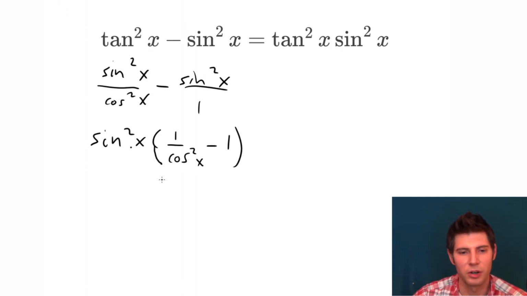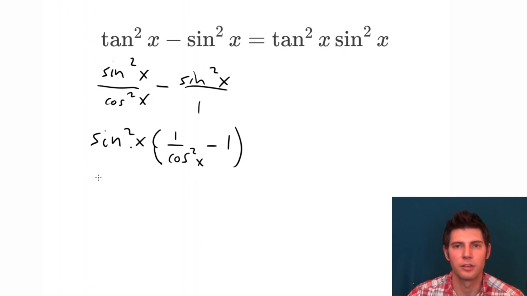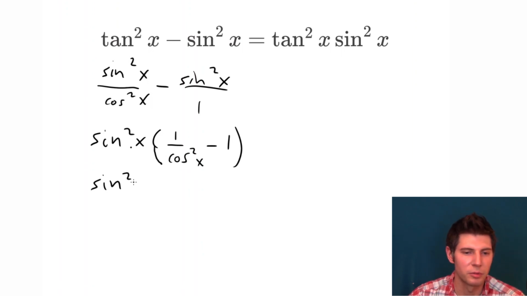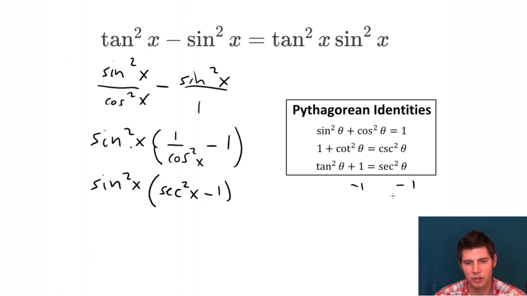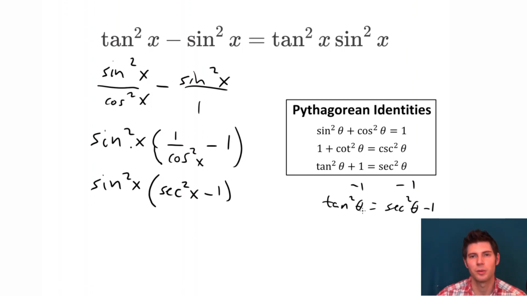1 over cosine squared is secant squared. So I'm going to bring down my sine squared. Always want to keep bringing down every piece, even though you know you're done with it. 1 over cosine squared is secant squared, if you know your inverse identities, minus 1. Now we're going to use one of our Pythagorean identities. So we're going to use this bottom one. We're just going to subtract 1 from both sides. And that shows us the secant squared minus 1 is tangent squared. I'll actually write it out. So I'm going to substitute for the secant squared minus 1, a tangent squared.